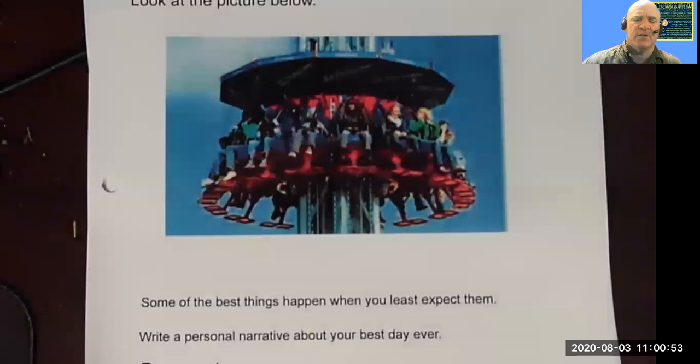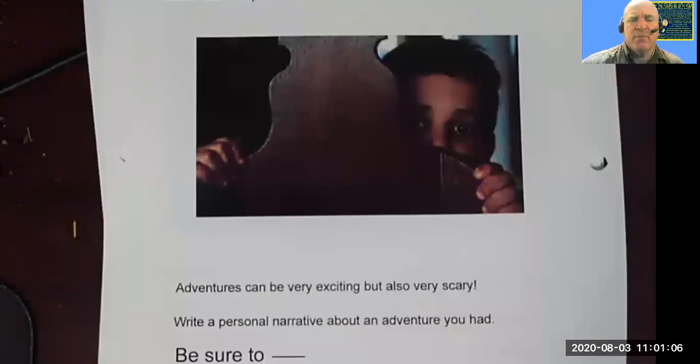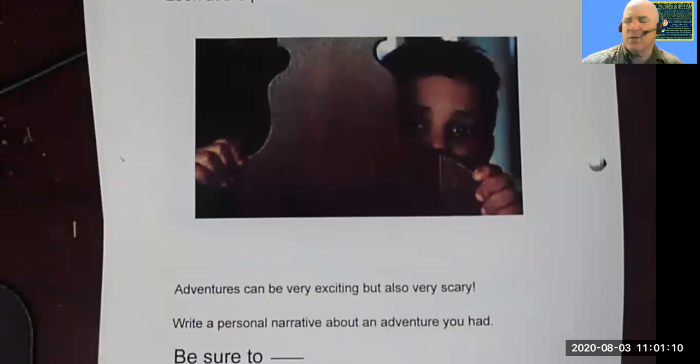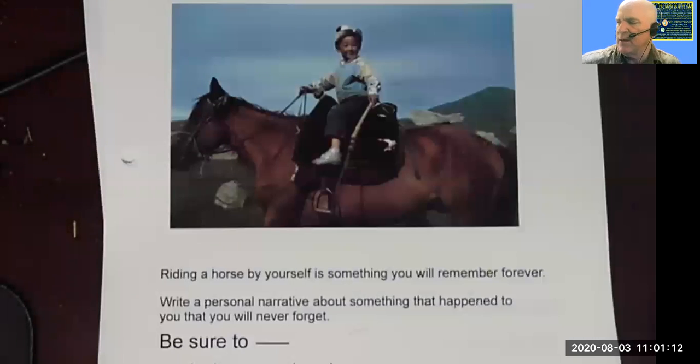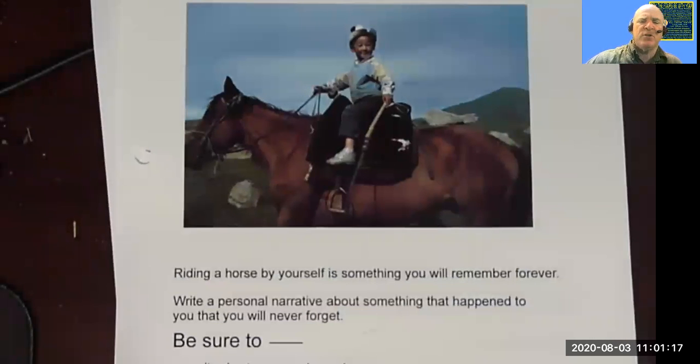And just because there are other people in this picture, that one doesn't mention other people. So you got to make sure your kids understand the prompt and what it means. An adventure you had. An adventure can be positive or negative, as long as you're the one that's having it, because that's what a personal narrative is about. And we'll get more into that when we describe the one we're going to look at. Something that happened to you that you'll never forget. It doesn't say it has to be positive or negative, so we'll talk about a neutral prompt on those.